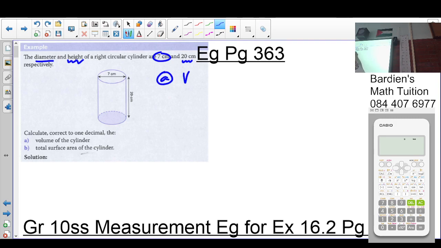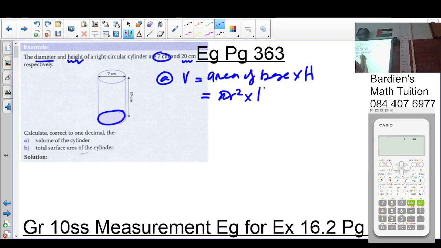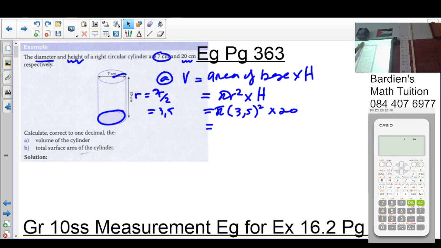People, how do you calculate the volume? It's going to be area of base times height. The area of this base, the area of a circle, is pi r squared, times the height. What's my radius? Remember that the radius is half your diameter. So it's 7 divided by 2, which is 3.5, or 7 over 2. So it's pi times 3.5 squared times the height, which is 20. And as you can see, both are in centimeters. If they're not both in centimeters, the one must be converted to the other.